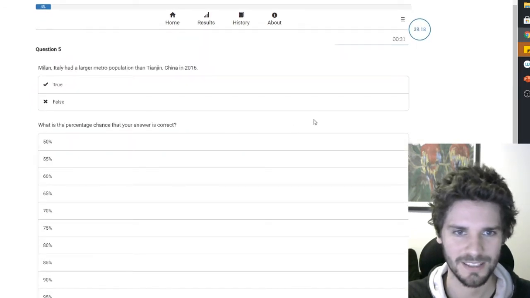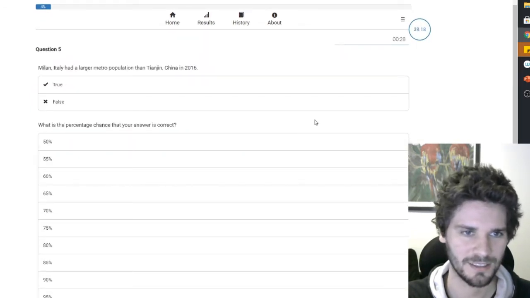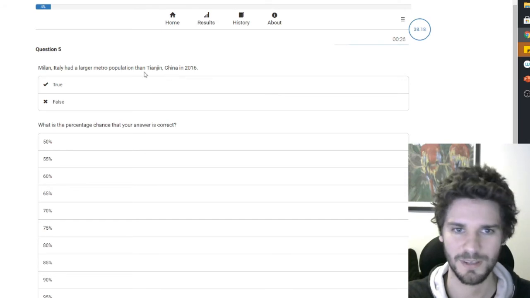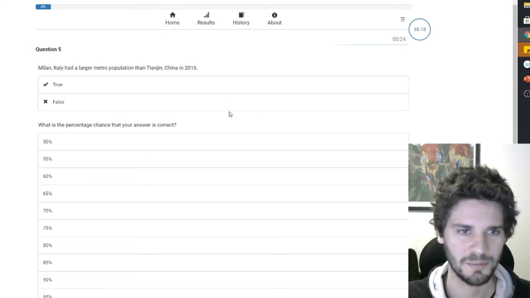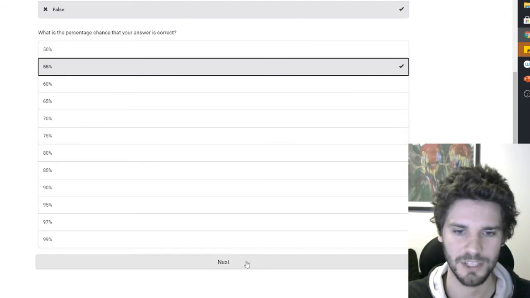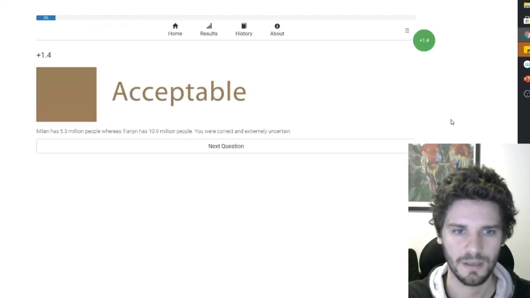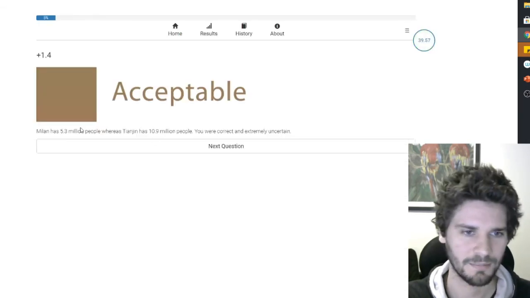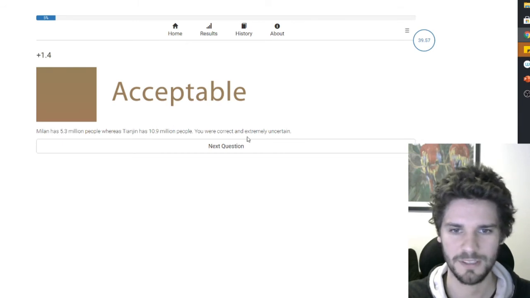Okay, Milan and Tianjin. This is difficult because I've no idea how big Tianjin is, but I do know Milan is one of the biggest cities in Italy. Having said that, I'm going to go with China just having really populous cities. So I'm going to guess false, but I'm not very confident. I think I'd do slightly better than guessing on average here, so let's go 55. Okay, I was right. It was about a factor of 2. Let's try one more.